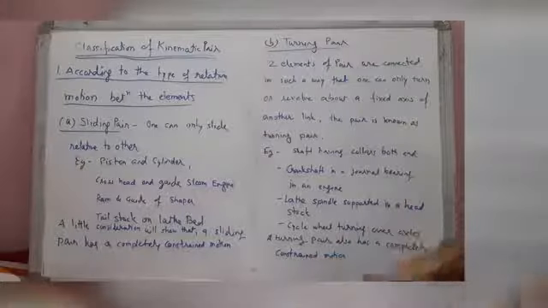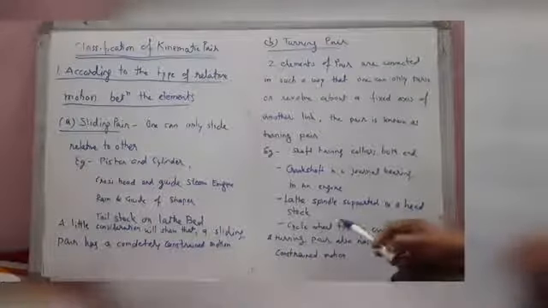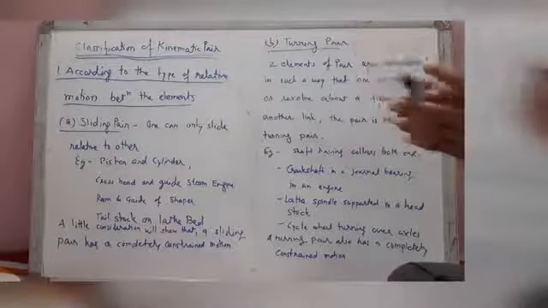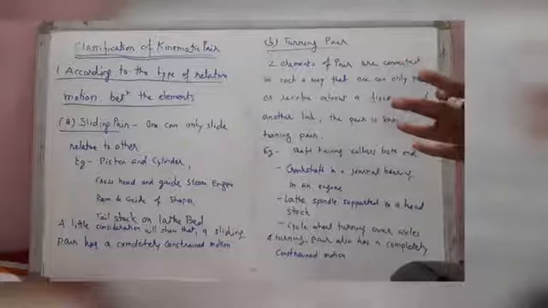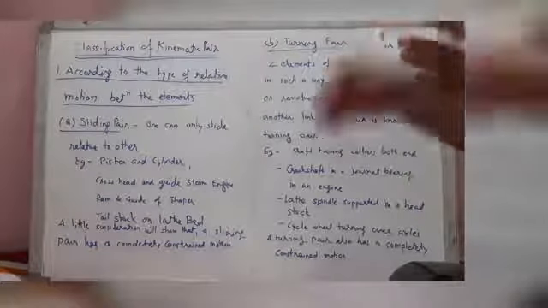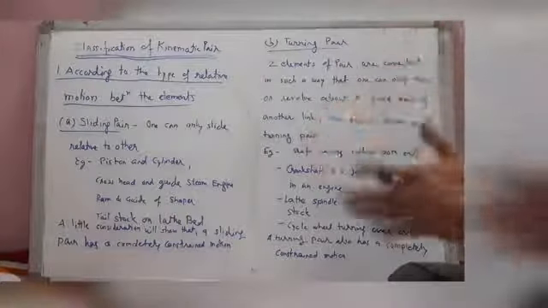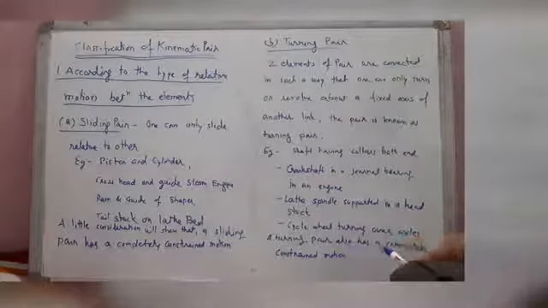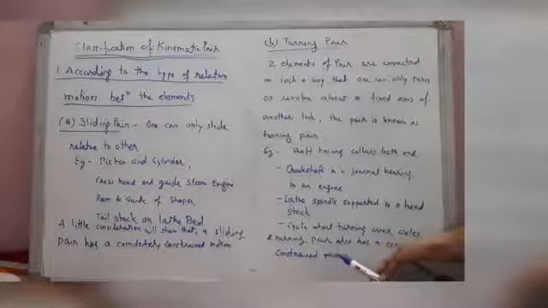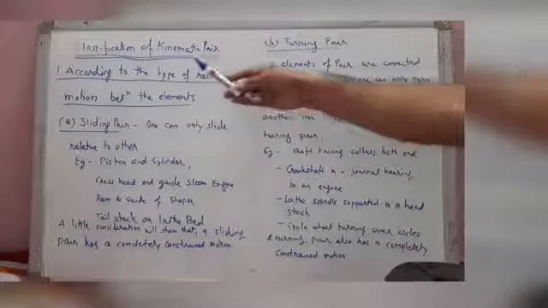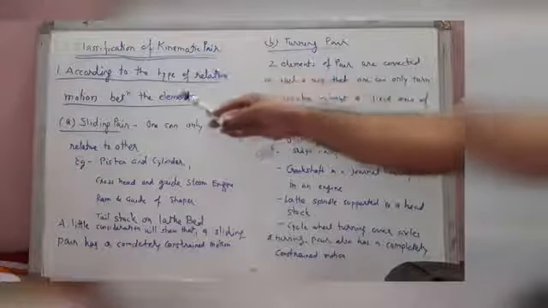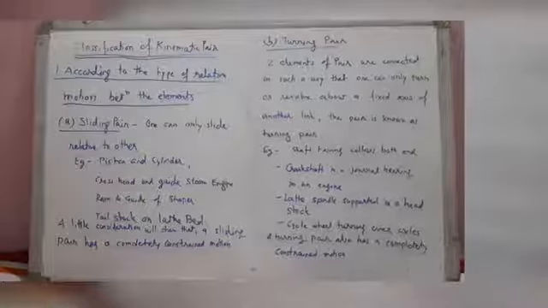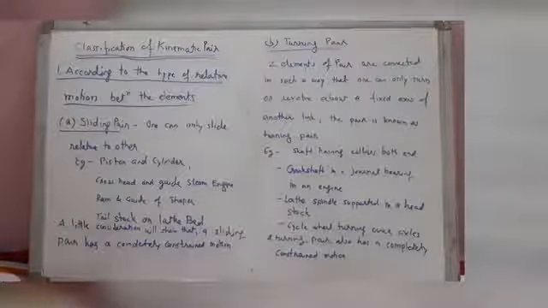Then next is cycle wheel turning over an axle. You must have seen the cycle wheel. Wheels are connected in the axle and rotate over there. So only rotation is possible here. A turning pair also has completely constrained motion. So here, according to the type of relative motion, sliding pair and turning pair are the examples of these types of kinematic pairs.